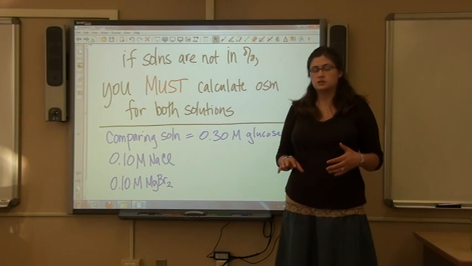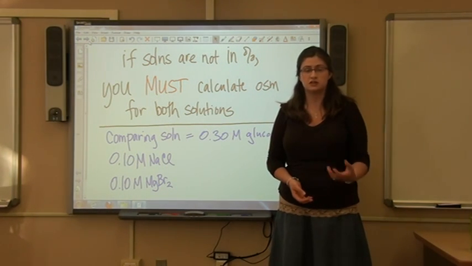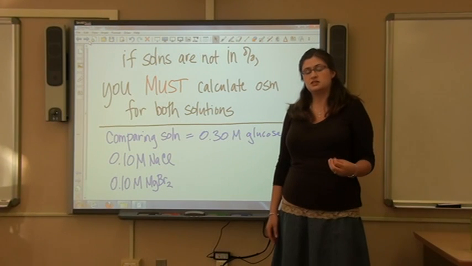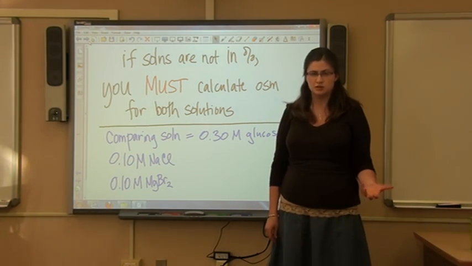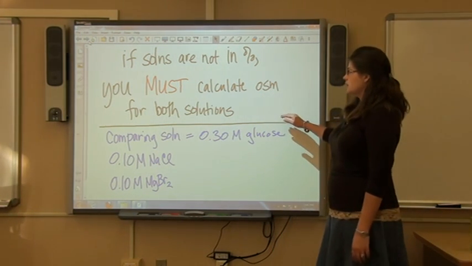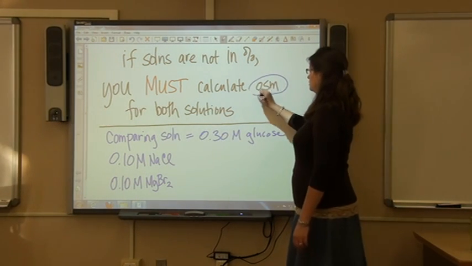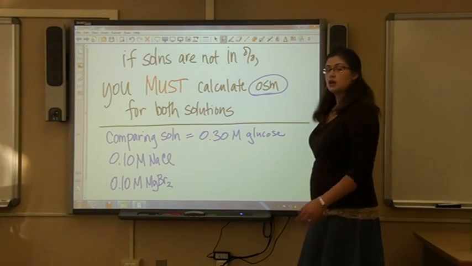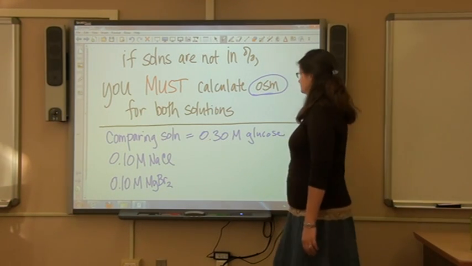So far we've only been looking at solutions and comparing them if they're in percent already, if that's the concentration. If these solutions are not in percent, and in chemistry you won't see them in percent, you'll see them in molar or capital M. If that's the case, you must calculate the osmolarity for both solutions. Otherwise, you're going to be comparing apples to oranges.